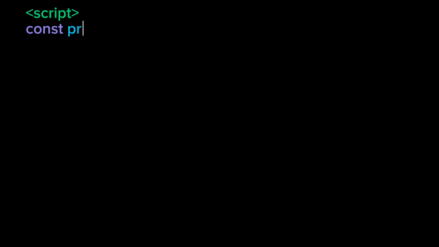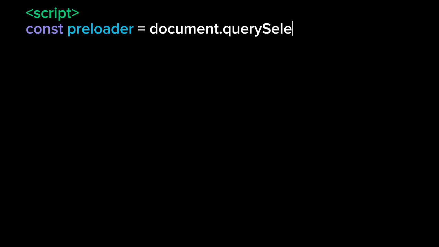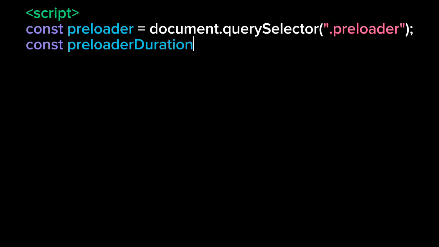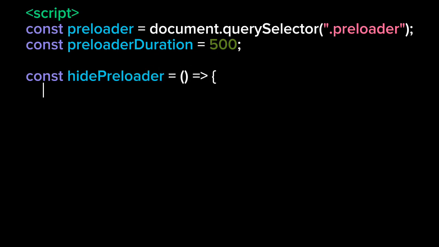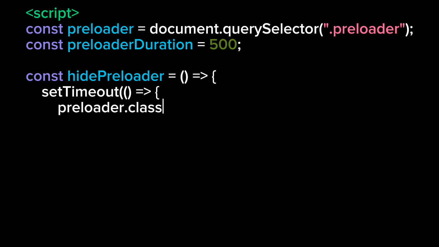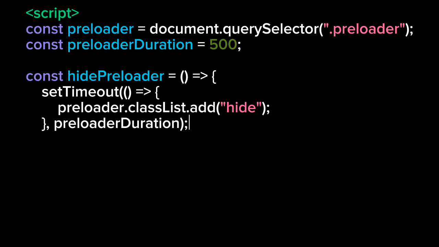Now, we'll delve into the JavaScript implementation that brings our preloader to life. Let's continue. JavaScript implementation. To add functionality to our preloader, we'll be using JavaScript. Let's walk through the code step by step. We begin by selecting the preloader container using the .preloader class selector and storing it in the preloader constant. Next, we define a constant called preloader duration and set it to 500 milliseconds. This value represents the duration after which the preloader will be hidden.